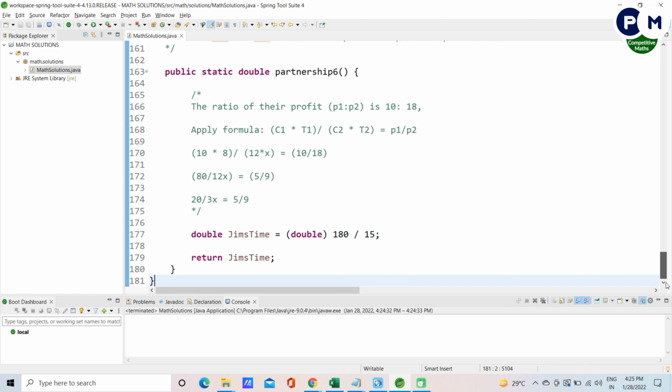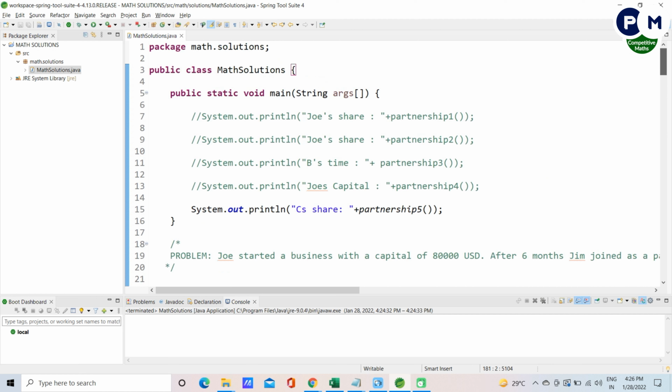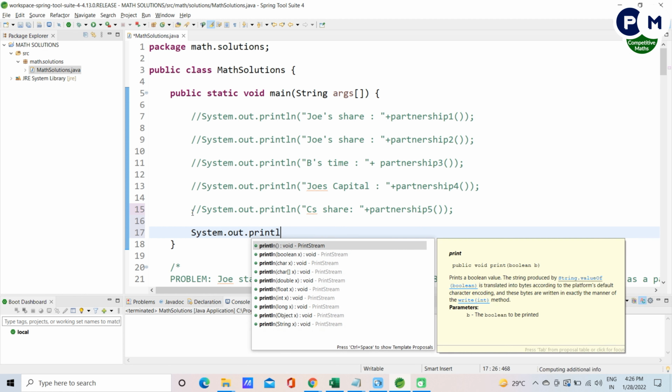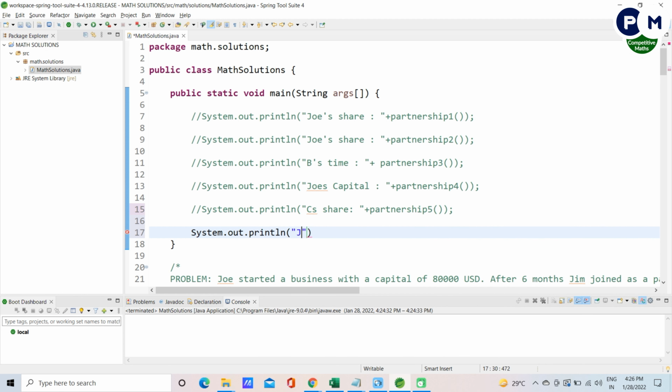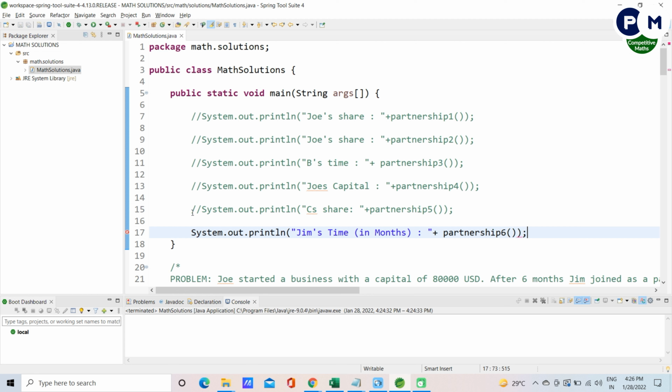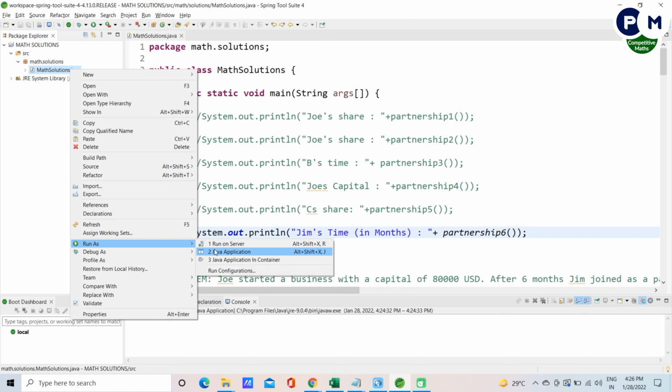Here is the problem statement. I am going to define a new method for determining Jim's time for earlier solved problem 3. The ratio of their profit, P1 to P2, is 10 to 18. Now, by applying formula, C1 multiplied by T1 by C2 multiplied by T2 equals P1 by P2. Next, Jim's time is calculated as 180 by 15. The last step is to return Jim's time. Here, I am printing Jim's time by calling the partnership method.